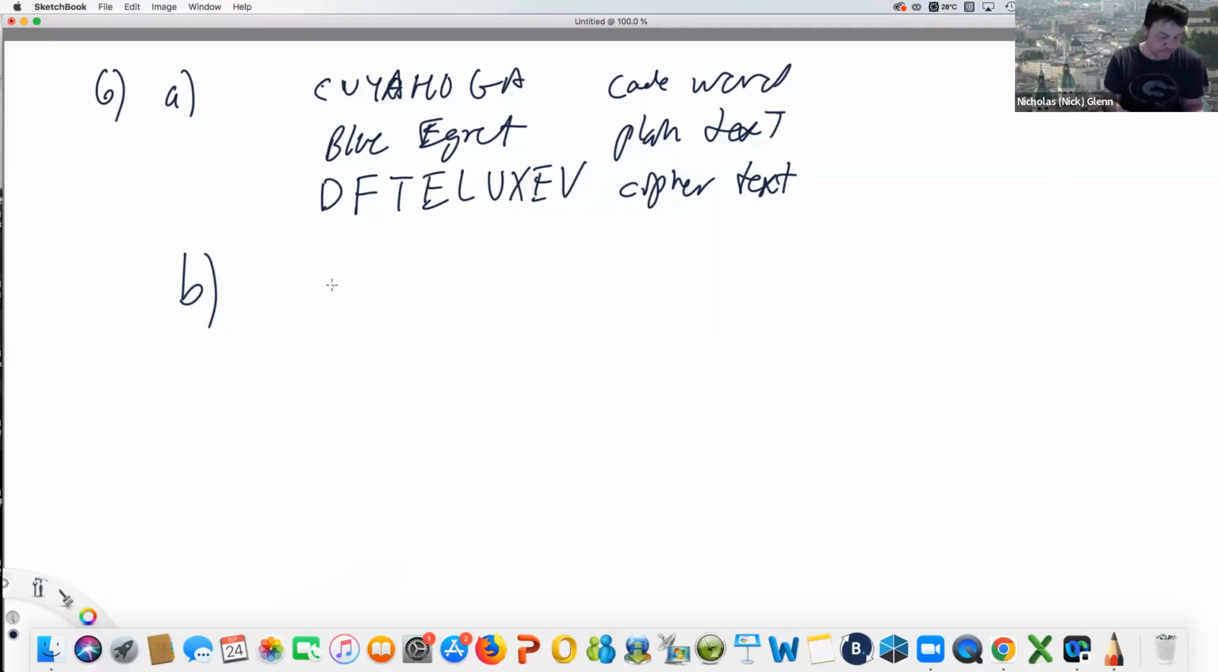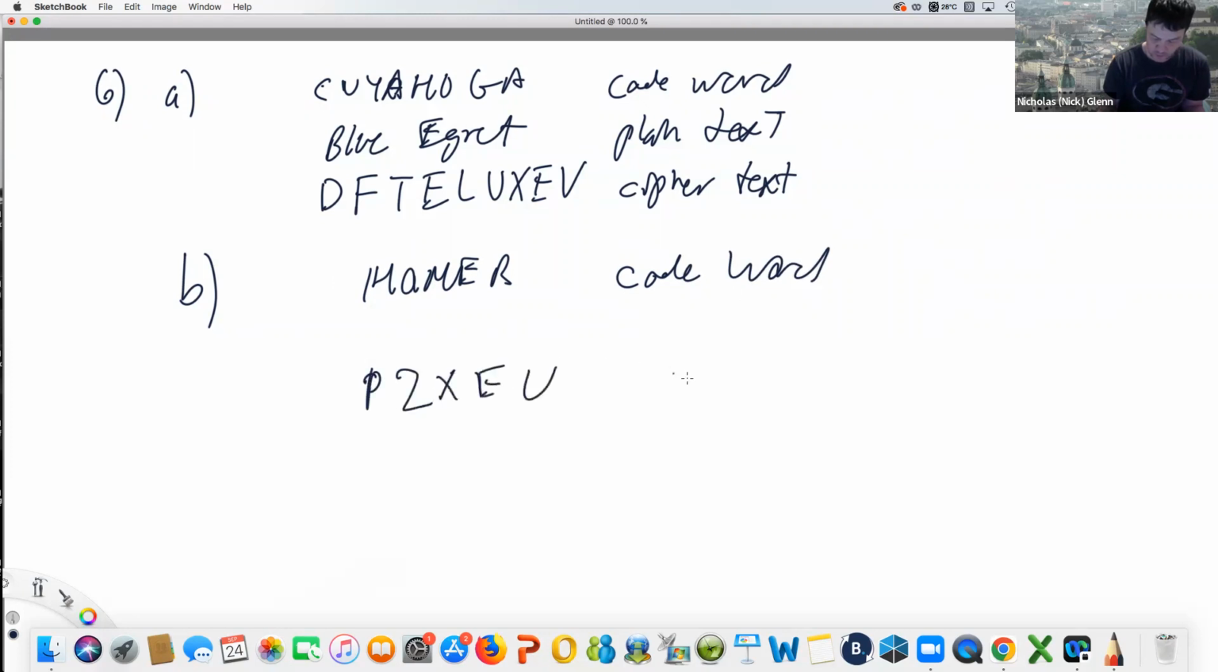All right. Using the code word Homer to decipher the following message. So Homer is a code word. Ciphertext is PZXEU. Now you need to get the plain text. All right. So here you gotta use your code word first.